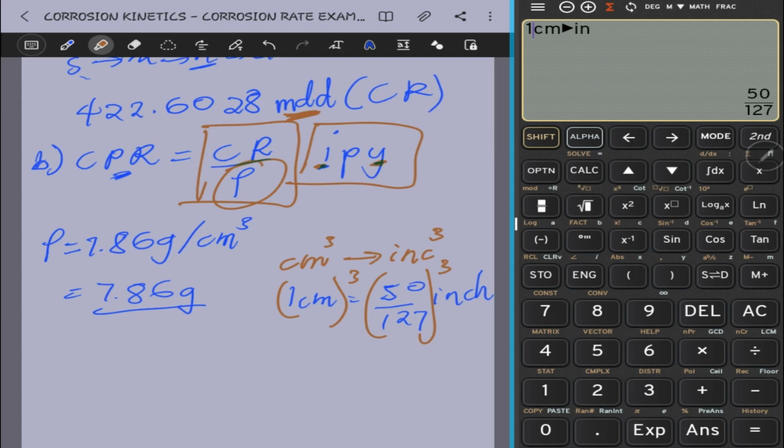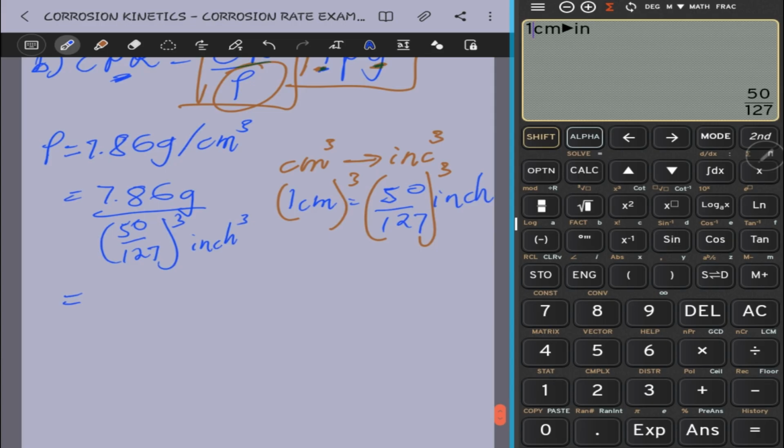So if I change the centimeters cube to inch, it will basically be 50 on 127 cubed, in inches cubed. So that is it for the density. We end up getting 7.86 on this cubed.